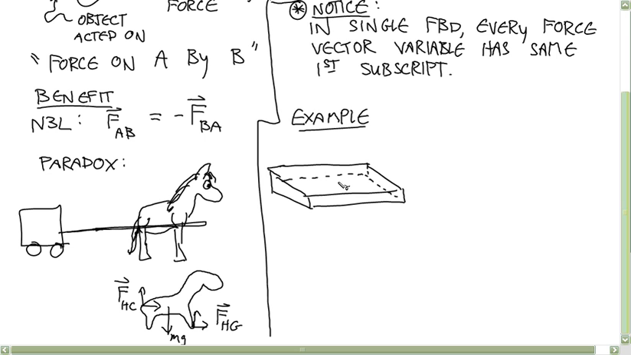So let's say that we look at a point right here. Okay, just a little chunk out of the middle that weighs 1 gram.